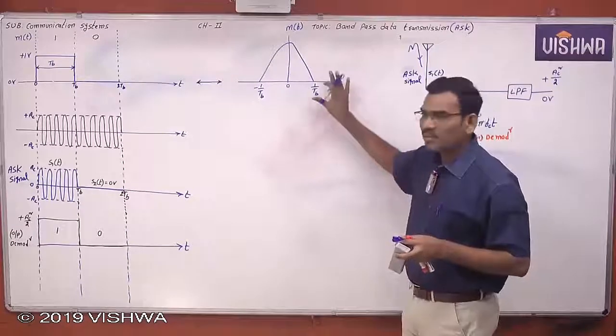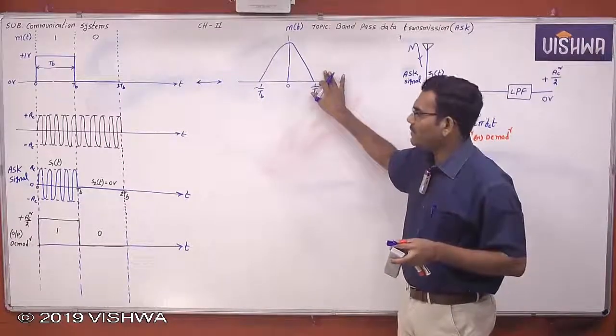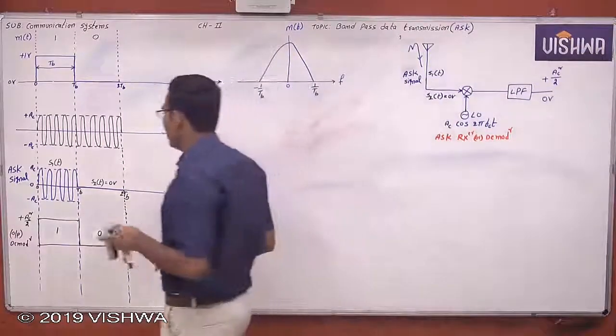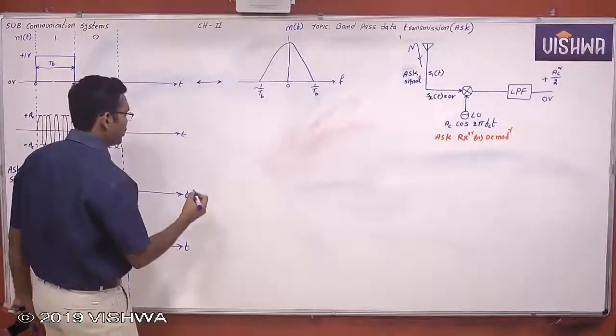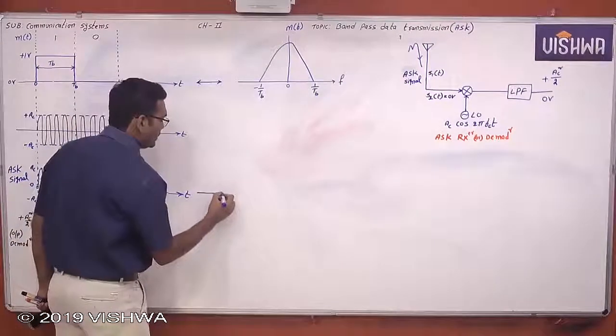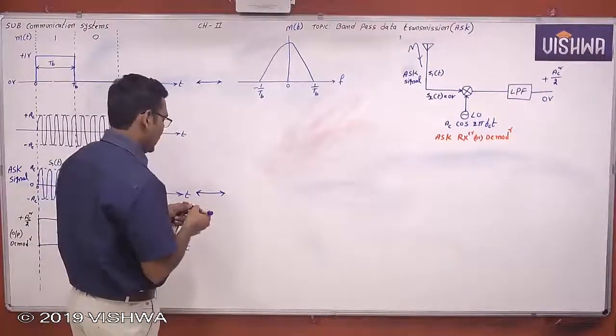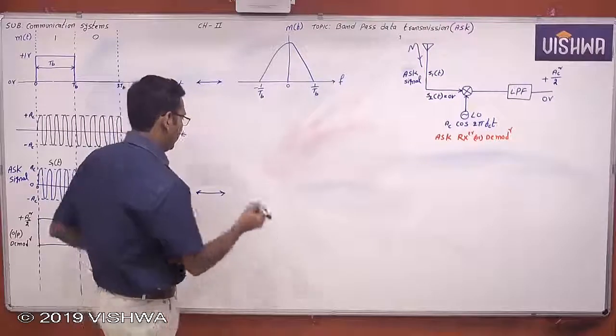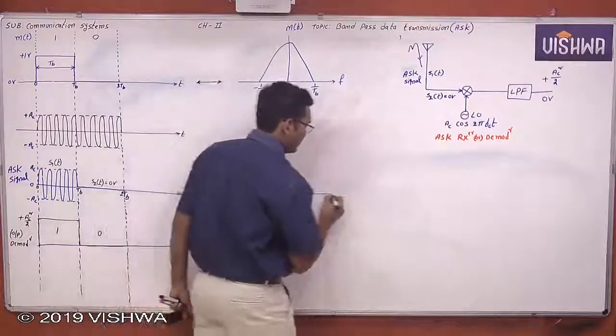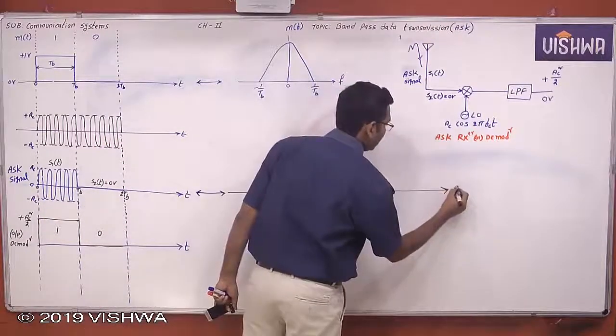I am not asking about the bandwidth of binary data. I am asking about the bandwidth of an ASK signal. What is the amplitude shift keying modulated signal in frequency domain? I want the ASK signal in frequency domain. Show me the spectrum of the ASK signal.